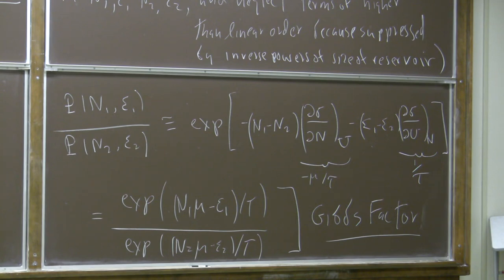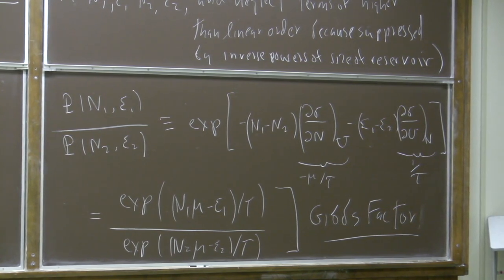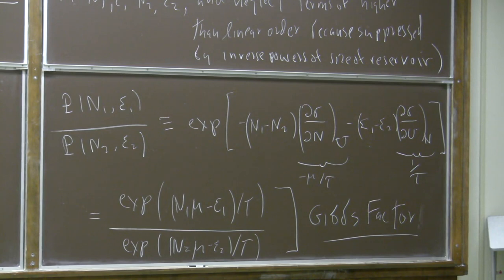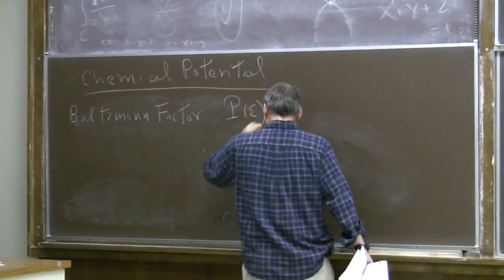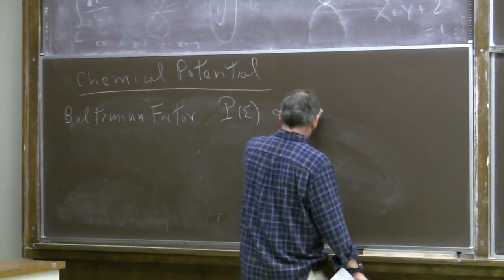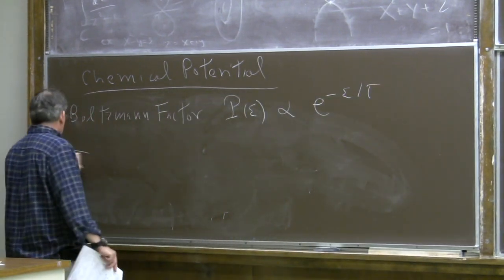Okay. To be consistent with what I said earlier, the Boltzmann factor, I said, says the probability of a particular microstate of the system with energy epsilon is proportional to e to the minus energy divided by tau. So we've now generalized that to the Gibbs factor.